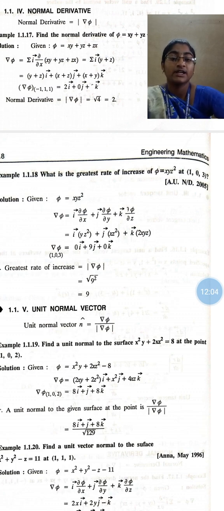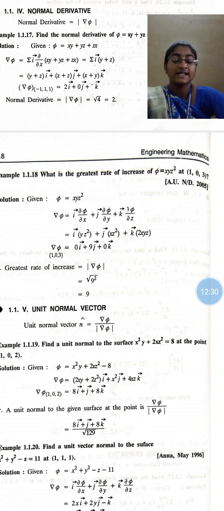So differentiate pi with respect to x, we get y z square. Differentiate pi with respect to y, we get x z square. Differentiate pi with respect to z, we get 2xyz. Now substitute for x, y, z value as 1, 0, 3. We get 0i vector plus 9j vector plus 0k vector.